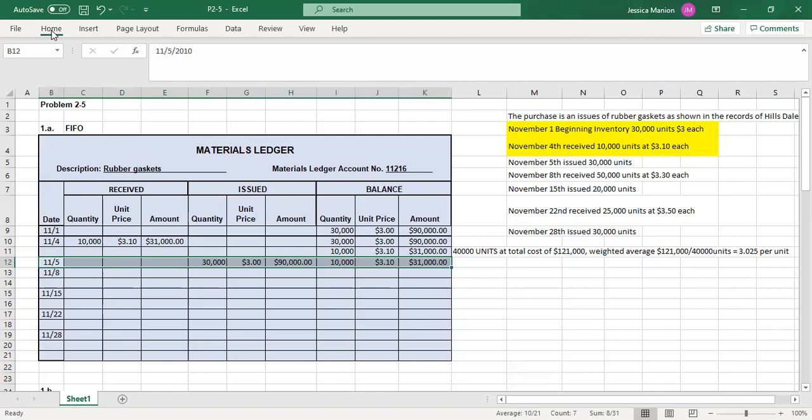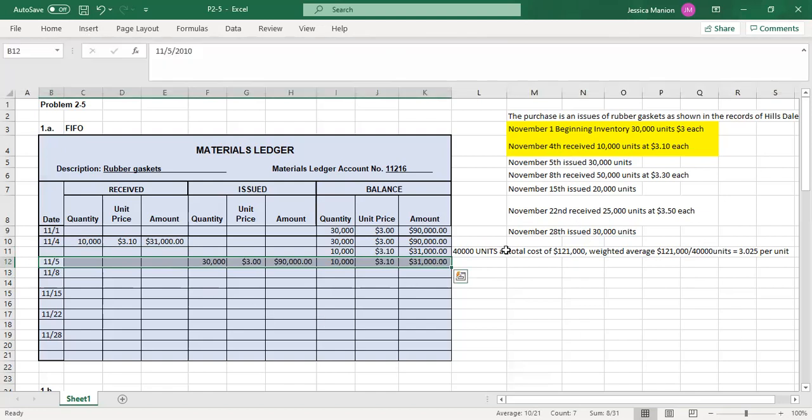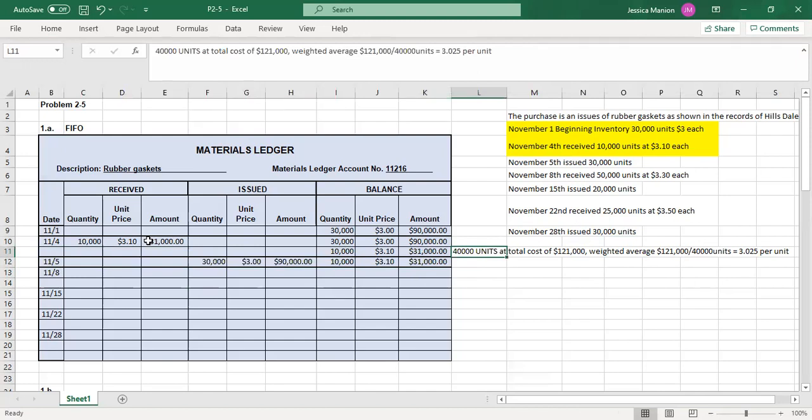Okay. At that point, and generally we calculate this weighted average after every purchase. So that would be like after the units received. But obviously at this point, there's really no weighted average to calculate because all 10,000 units cost the same dollar amount. So we're not calculating a weighted average of the costs, if that hopefully makes sense to you.